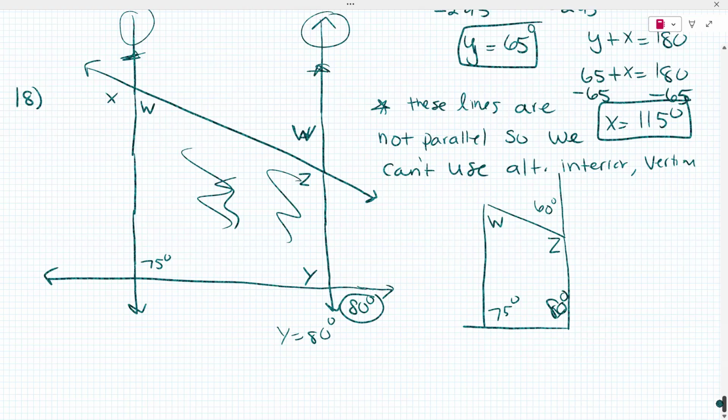Yes, we can say W plus X is 180. And here's X right here. Because this was given, that means Y is going to be 80 because of vertical angles. And that means we have two equations. We could say that W plus X is 180. And we can also say that Z plus 60 degrees is also 180 degrees because it forms a straight line, right?